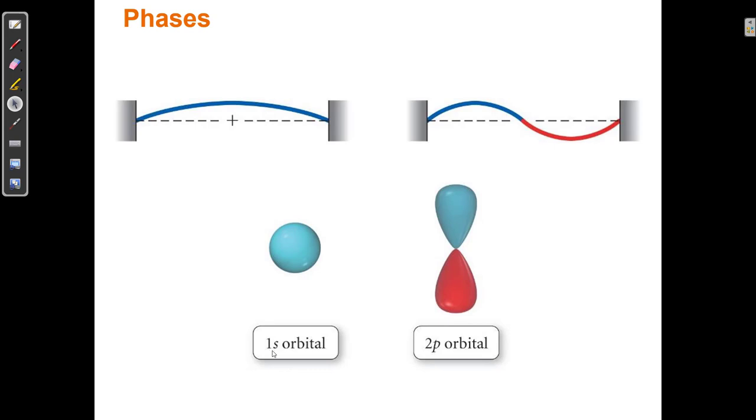How do I know there's zero nodes in a 1s orbital? Because N minus 1 is how many nodes there are. 1 minus 1 is 0. How do I know that there's one node in a 2p orbital? Because the number of nodes is N minus 1. 2 minus 1 equals one node. It goes from blue to red once, right here.